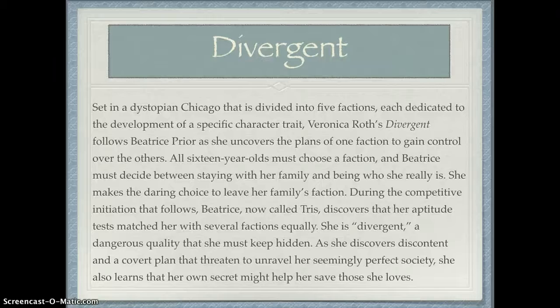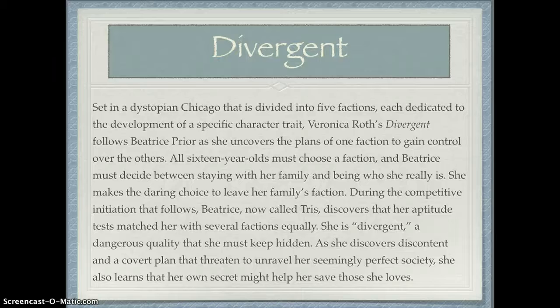All 16-year-olds must choose a faction, and Beatrice must decide between staying with her family and being who she really is. She makes the daring choice to leave her family's faction. During the competitive initiation that follows, Beatrice, now called Triss, discovers that her aptitude tests matched her with several factions equally. She is divergent, a dangerous quality that she must keep hidden. As she discovers discontent and a covert plan that threatens to unravel her seemingly perfect society, she also learns that her own secret might help her save those she loves.